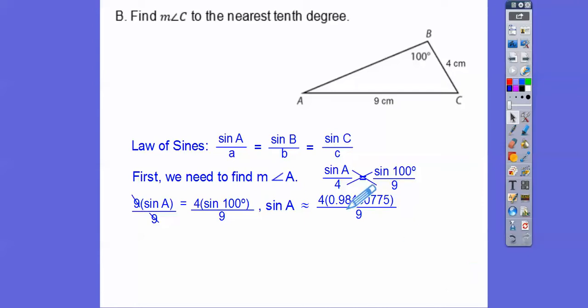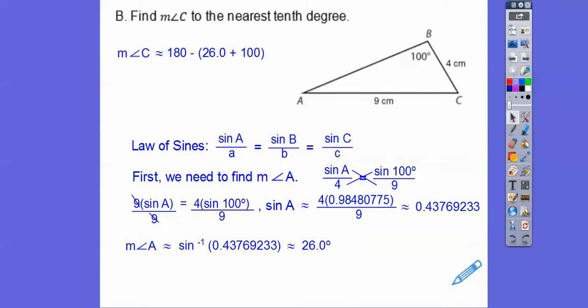So what I did is divide both sides by 9, and then I get this decimal right here, and hopefully my calculator is correct with the sine of 100 equaling this decimal. So I'm going to do this times 4 divided by 9, and I get this value right here. Then angle A is the inverse sine. So I hit shift sine in my calculator of that decimal, and that tells me what angle A is. So angle A is about 26 degrees.